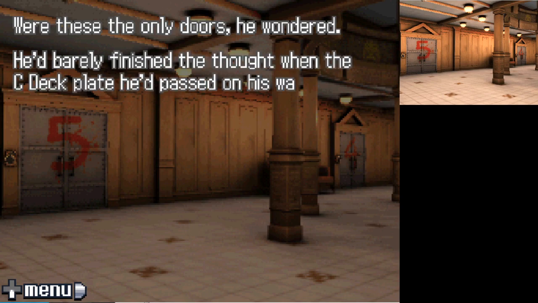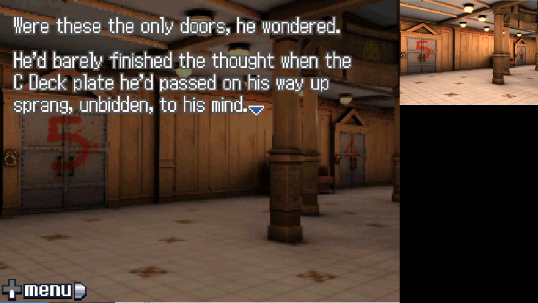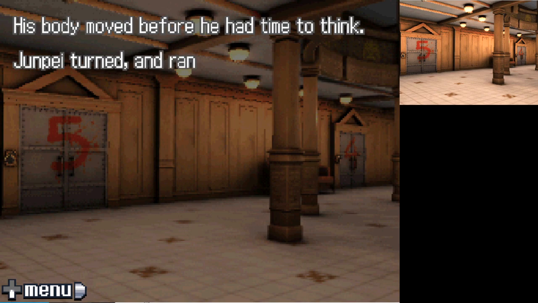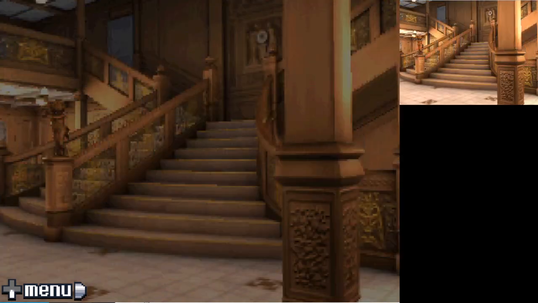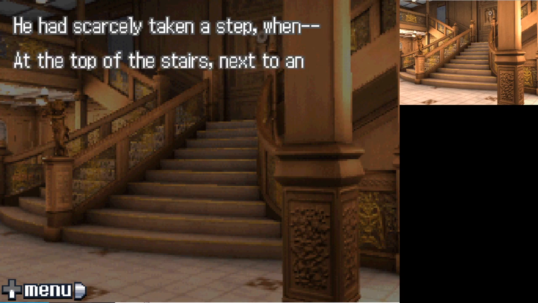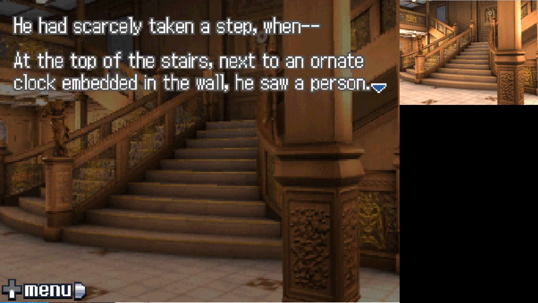He had barely finished the thought when the C deck plate he had passed up on his way sprang to mind. His body moved before he had time to think. Junpei turned and ran back toward the stairs. He had scarcely taken a step when, at the top of the stairs, next to an ornate clock embedded in the wall, he saw a person.